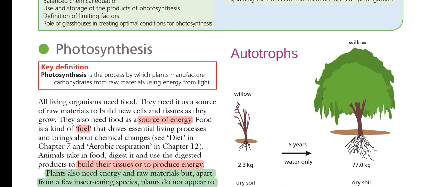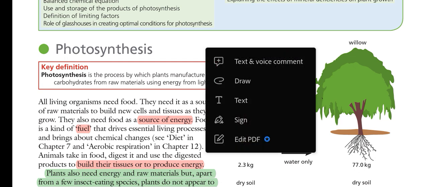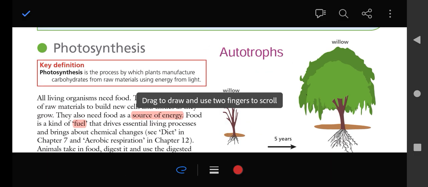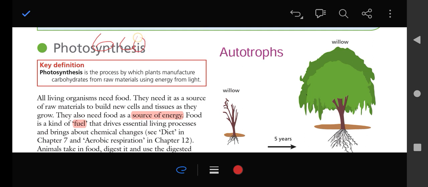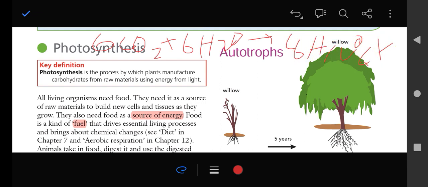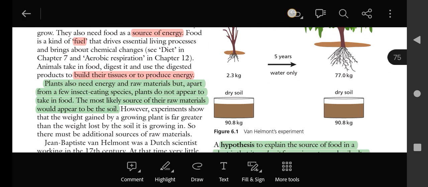So we can say the equation is 6CO2 plus 6H2O, and it will give us C6H12O6 plus 6O2 in the presence of sunlight and chlorophyll. So two things are also added, chlorophyll and sunlight.